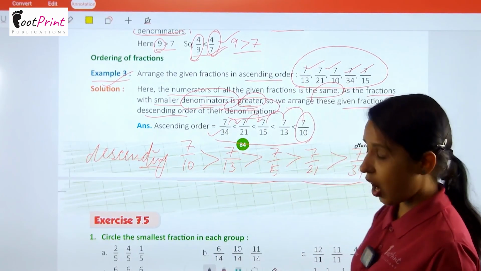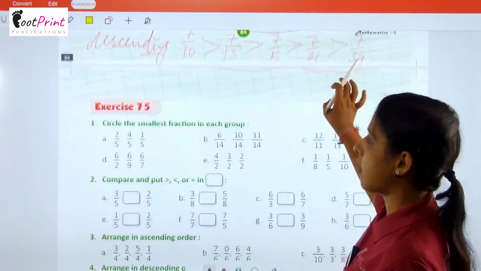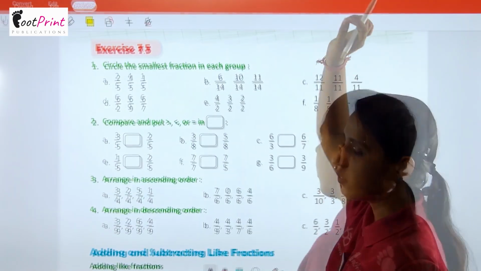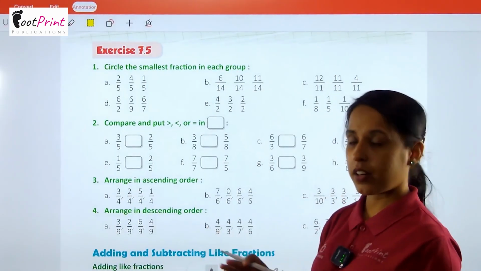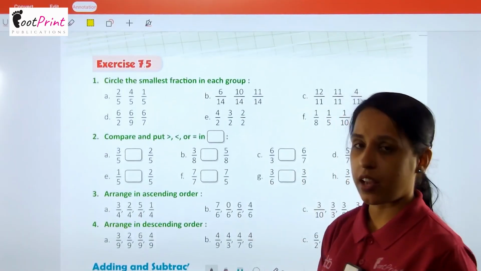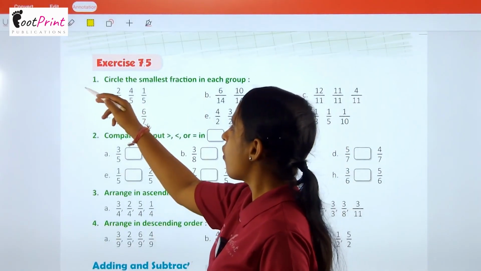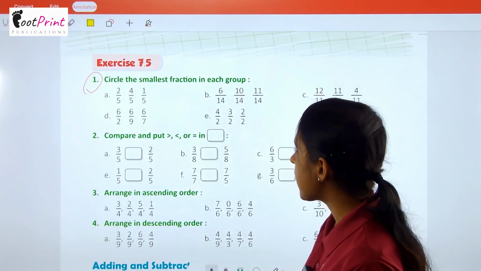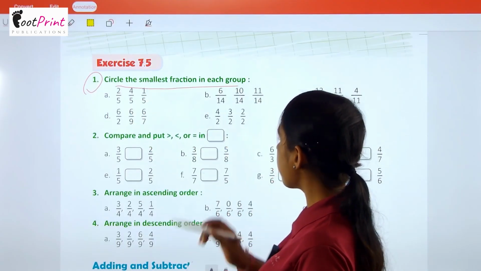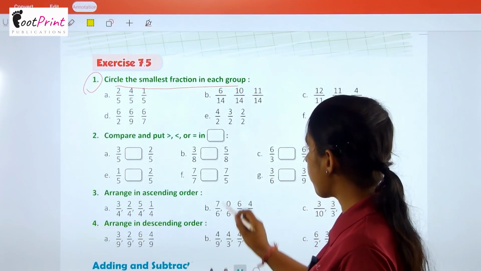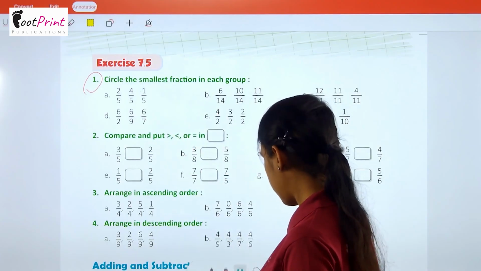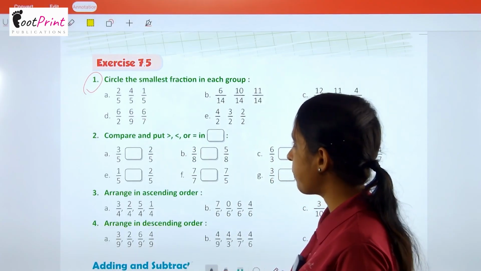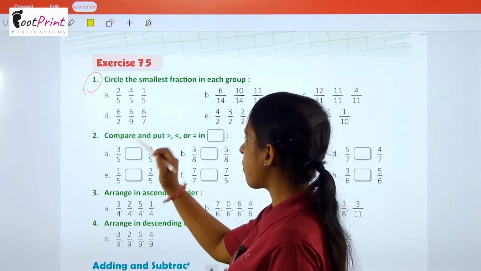So now we will solve our exercise 7.5. Okay student, on the basis of this understanding we will solve our exercise 7.5. So the first question is, circle the smallest fraction in each of the groups. So we have to find out the smallest fraction. Okay, here 2 by 5, 4 by 5, 1 by 5.